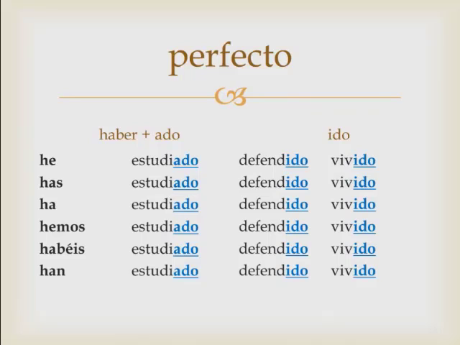Two verbs together, you change the first one, you conjugate it all the way through. The second one, you just add either ADO or an IDO ending, and you have the ED form of that verb. So I have studied, I have defended, I have lived. That's our lesson for today.